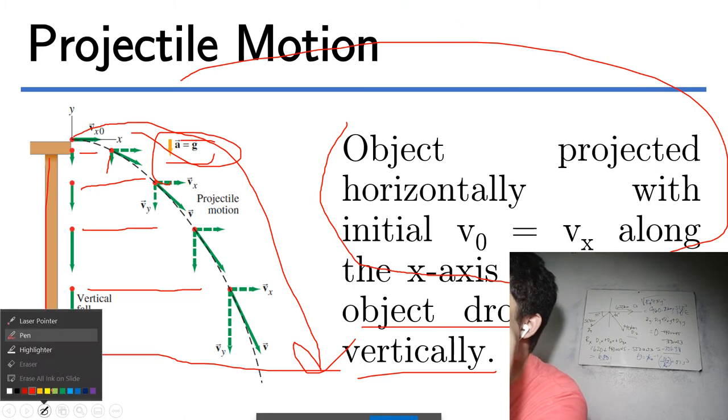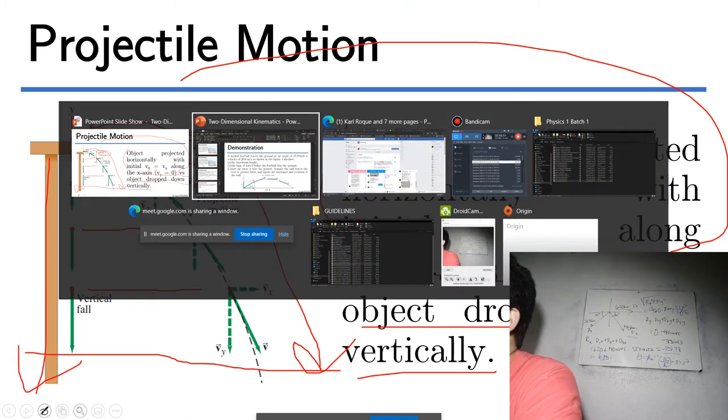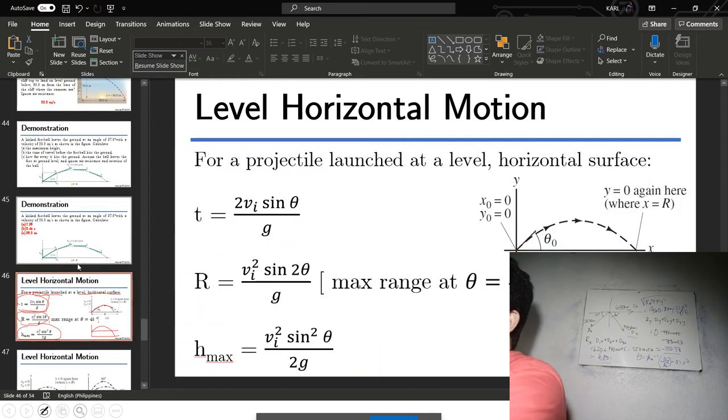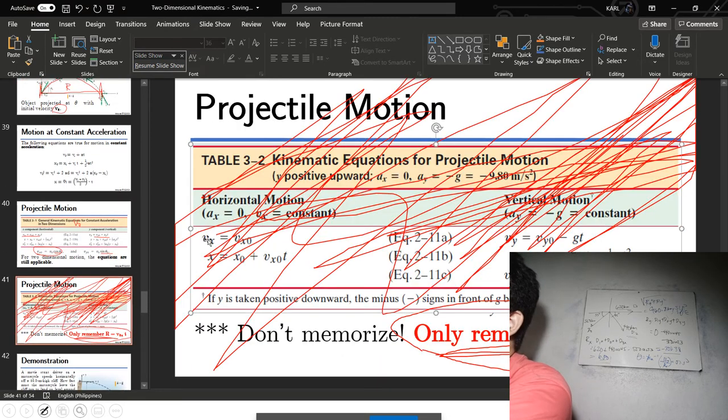Ito, let me erase all the ink. Teka, let me remove that. Sorry. Hindi ko alam ba't may ganyan. Teka.